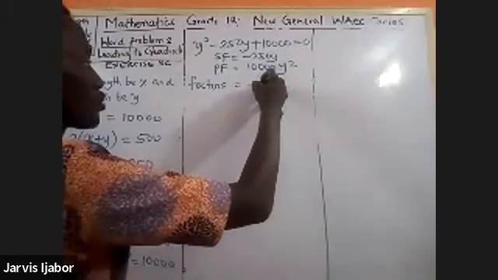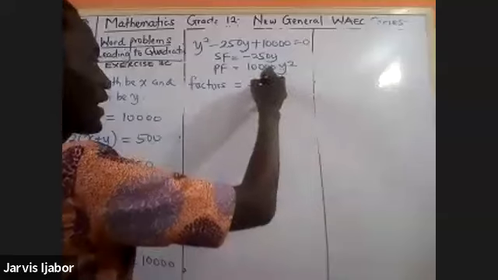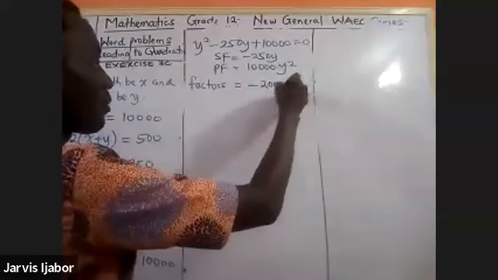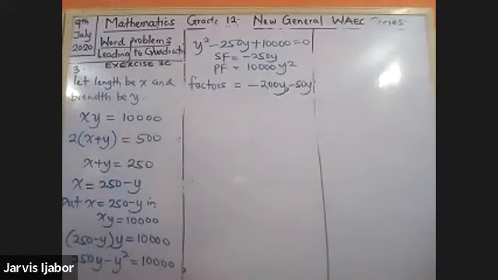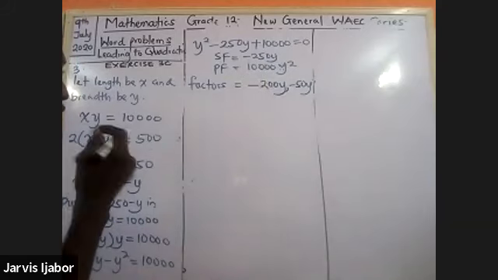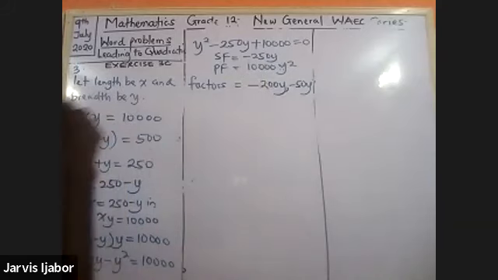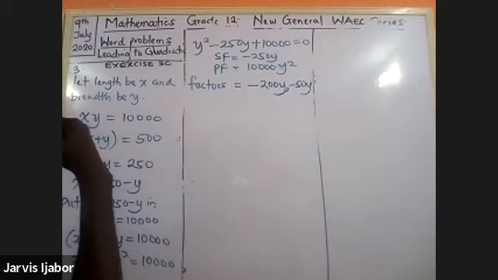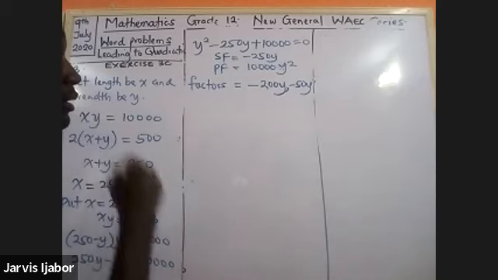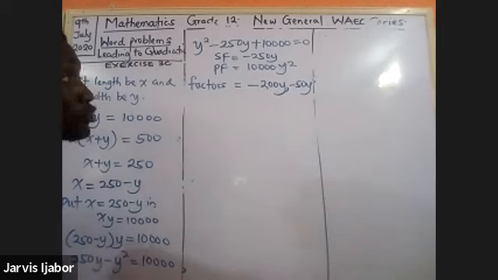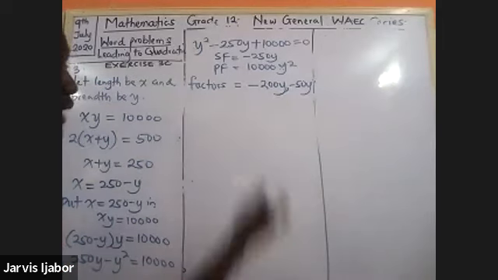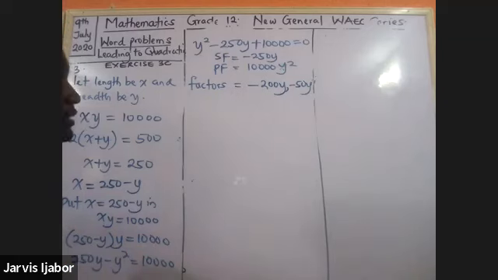So that will give me 200y, minus 50y. What I did was that I broke them into 100 times 100. And then I thought of what to do. I divided 100 by 2, I got 50. And then I moved the other 2 to the other side.